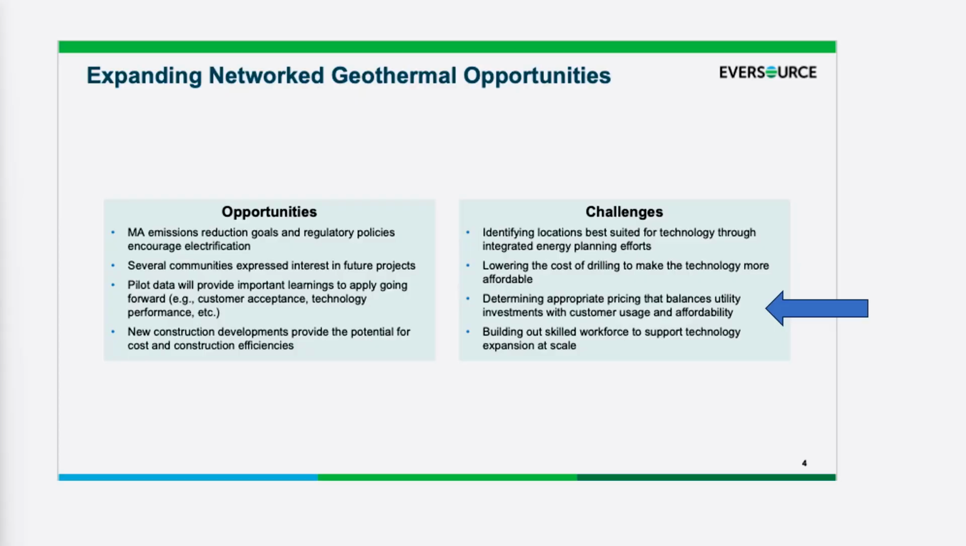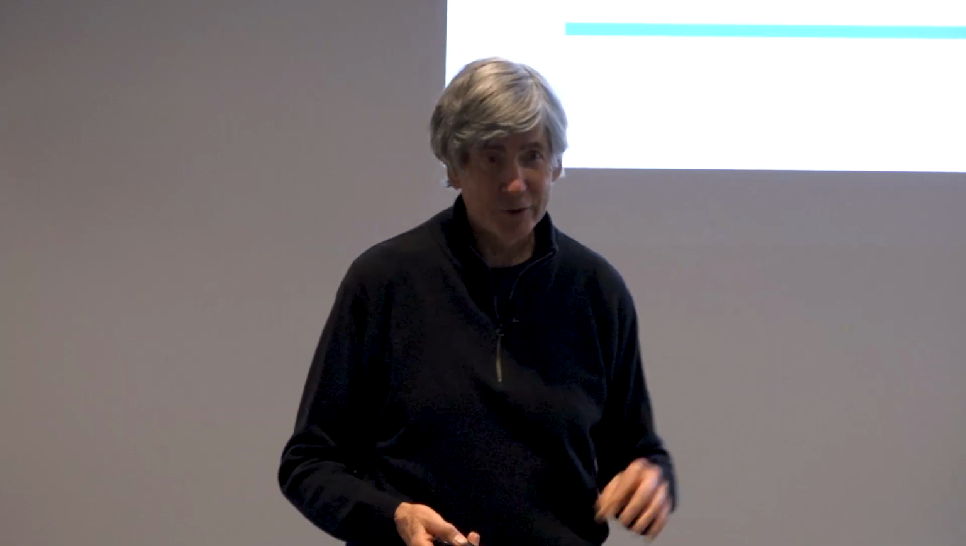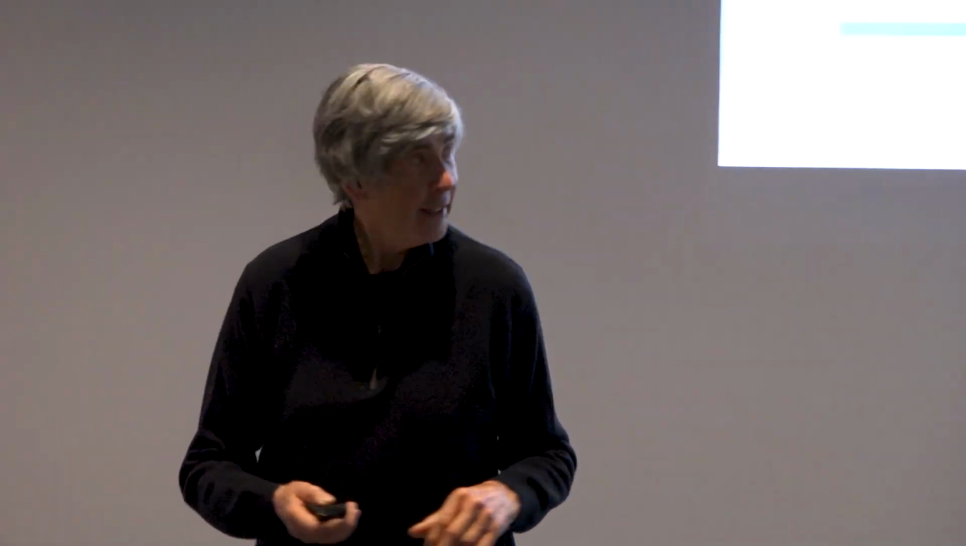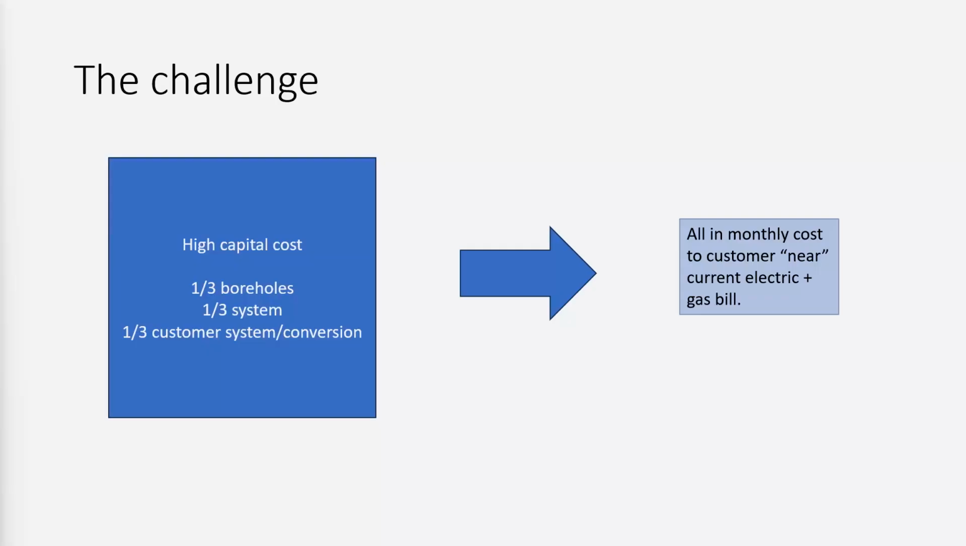Okay, I'm going to take just a little tiny slice of Nikki's presentation, which is fantastic. Determining appropriate pricing that balances utility investments with customer usage. So to me, that's the business model. All of this other stuff is everything you need to do to get there. Even that piece is complicated enough, so let's just focus on that one. Problem, right? High capital cost, but your all-in monthly cost has to come out about the same as the current all-in monthly cost of gas plus electricity. Otherwise, it's dead in the water.